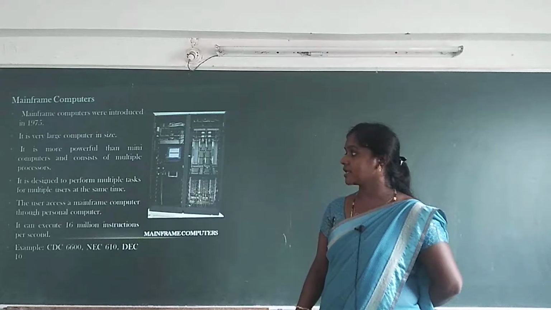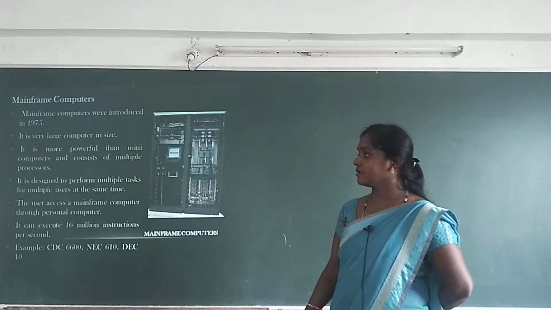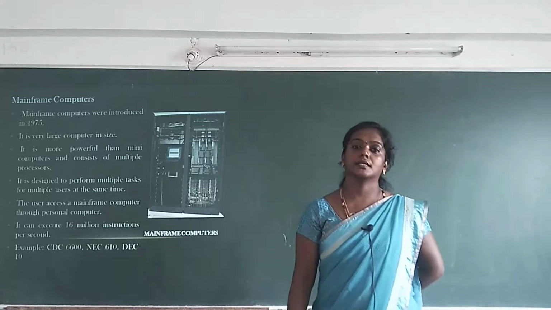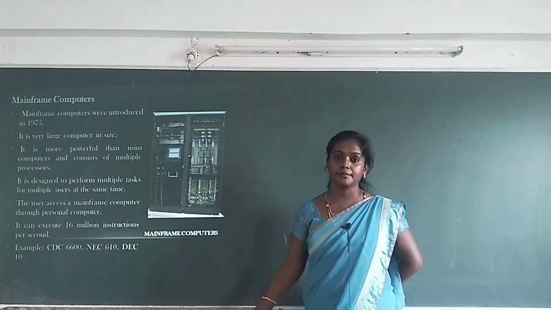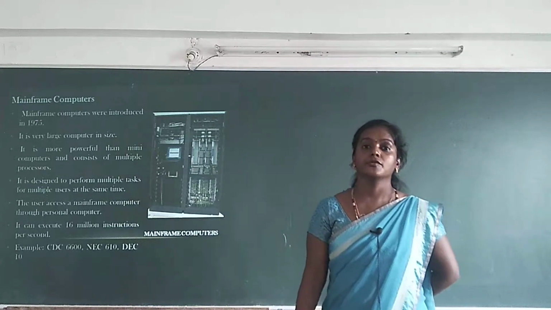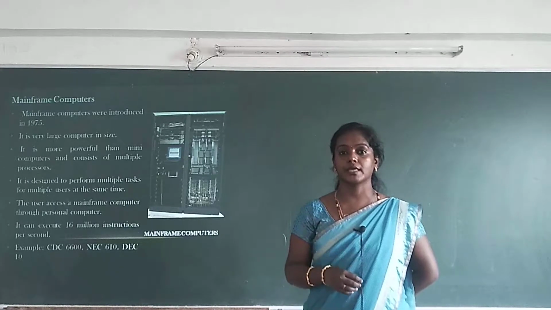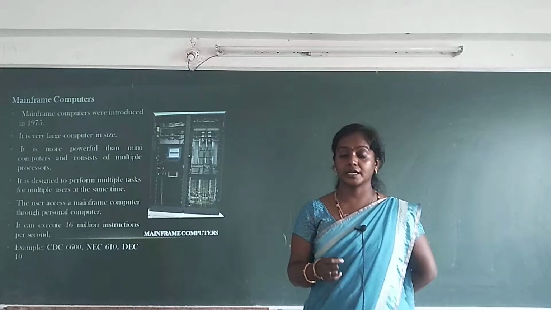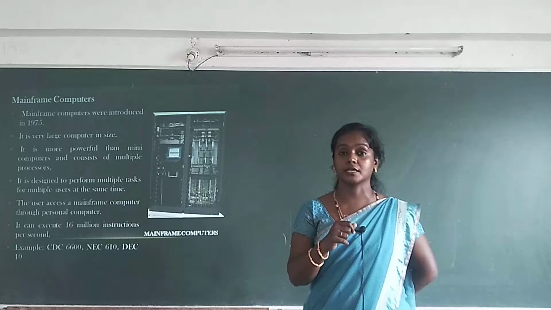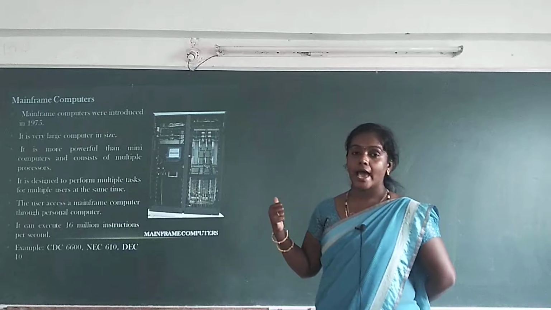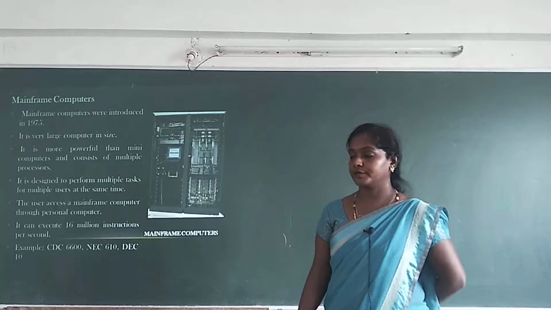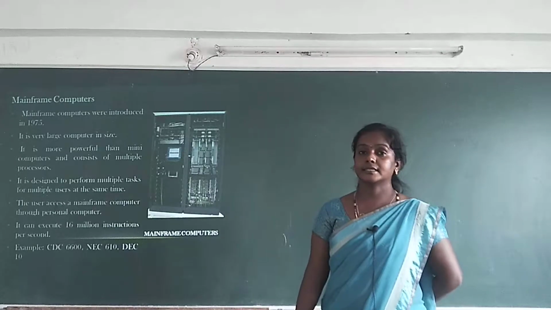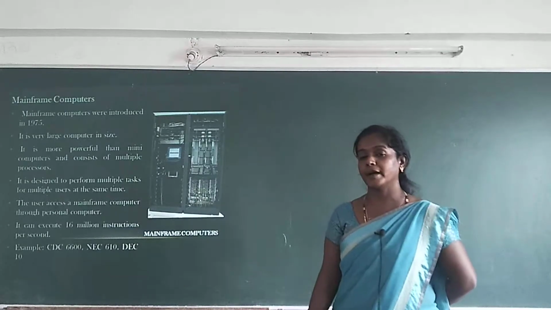So the users can access a mainframe computer through the personal computer. We cannot use the mainframe computer directly. We have to use this computer with the help of the personal computers. There is a microcomputer which we have discussed first. So it is accessed with the help of these personal computers. It can execute 16 million instructions per second.